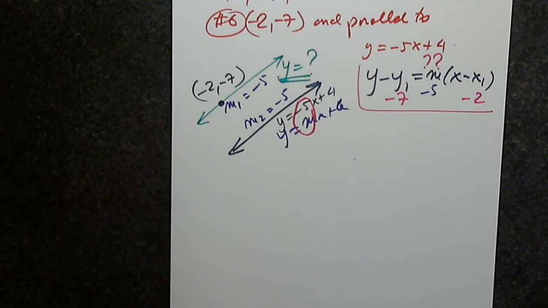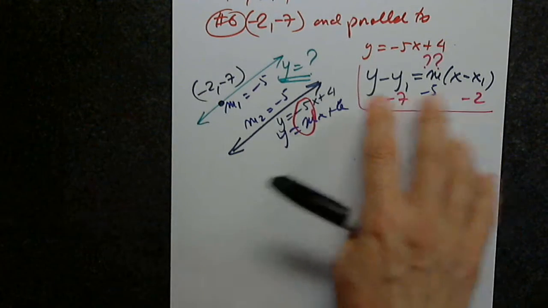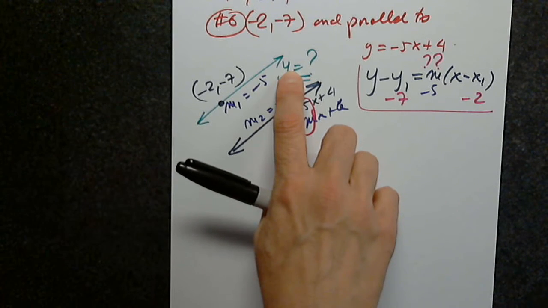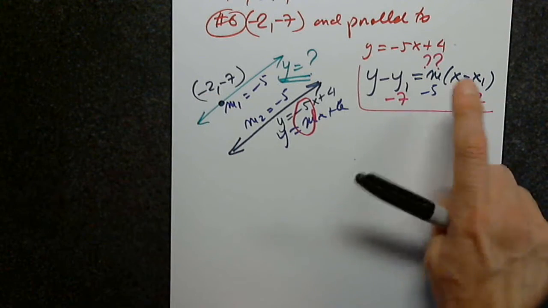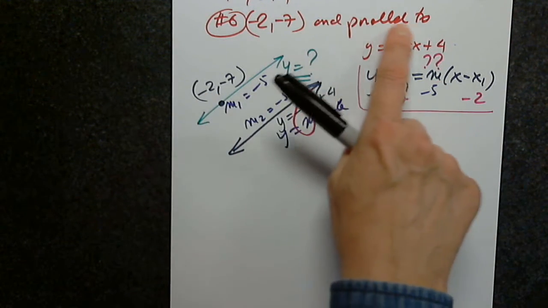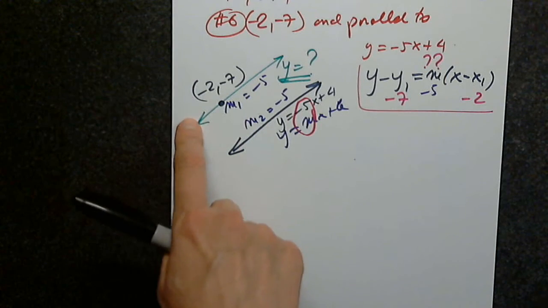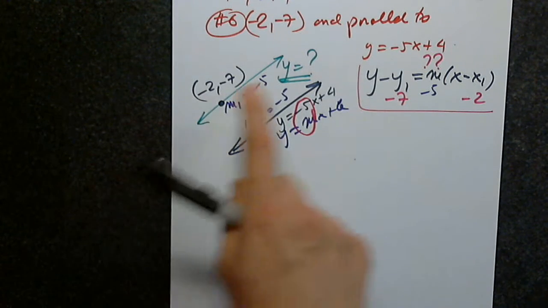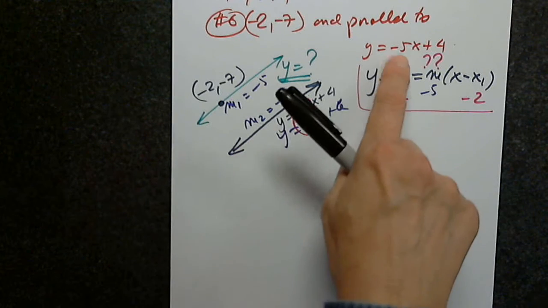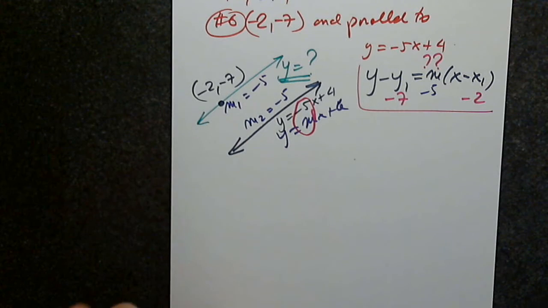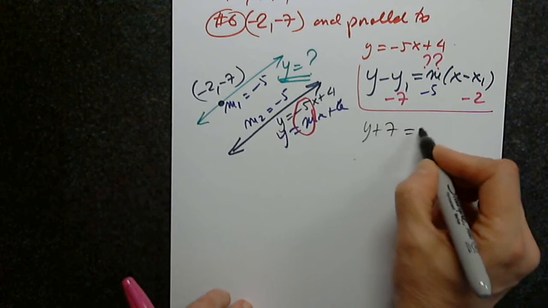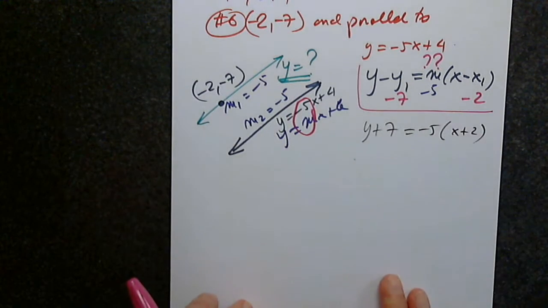I wrote this because I wanted to find the y. I plugged in the point, -2, -7, but I'm missing the slope. But I was also given another piece of information: the line I'm trying to find the equation for is parallel to this line. This line has slope -5, therefore the green line has to have slope -5. We're not finished solving, I just have to solve for y. So then we have y plus 7 equals -5 times x plus 2.